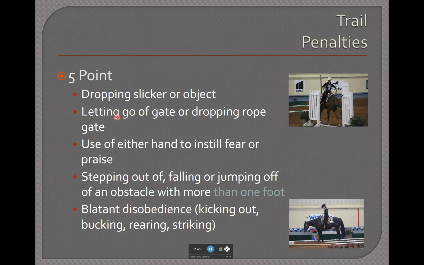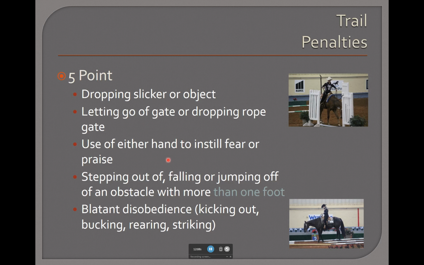So we move into our 5-point penalties. Okay, if they drop something, drop the gate, something that they're supposed to be carrying, that's a 5-point penalty. Letting go of the gate or dropping the rope at the gate here, that's going to be a 5-point penalty. Now they have to pick that up and complete the gate or else they're going to be considered off pattern. So they can let go of it and drop it, but pick it back up and complete it.